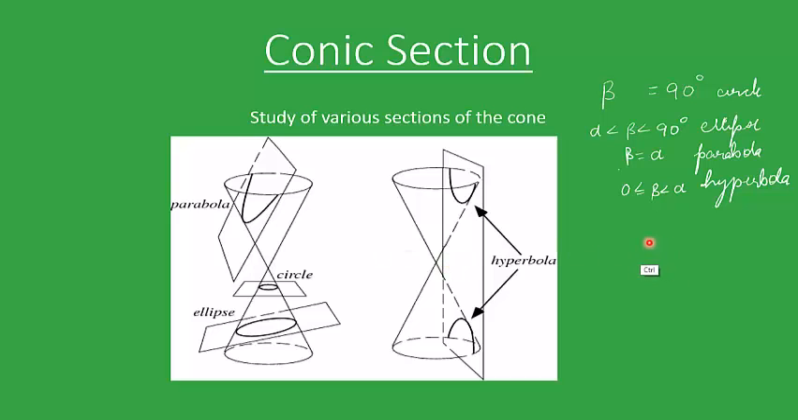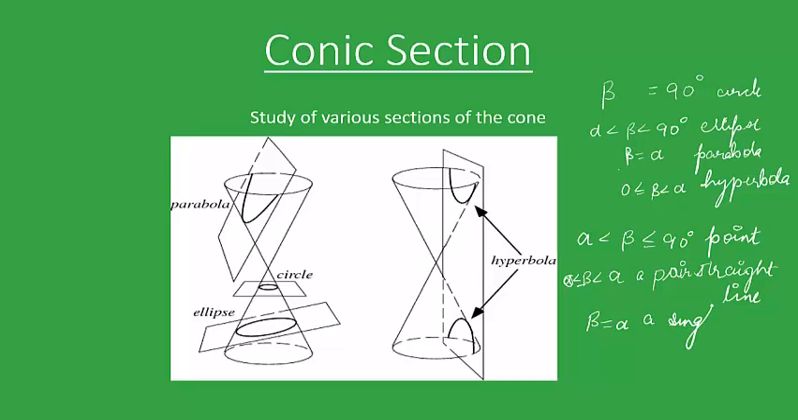In that case, we have only three cases. When alpha is less than beta and beta is less than or equal to 90 degrees, we have a point as the point of intersection, and no particular curve is obtained. So let's write it down: a point for degenerate cases. When beta lies between 0 and alpha, we obtain a pair of straight lines. And in the third case, when beta is equal to alpha, we obtain a single line containing one of the generator lines.